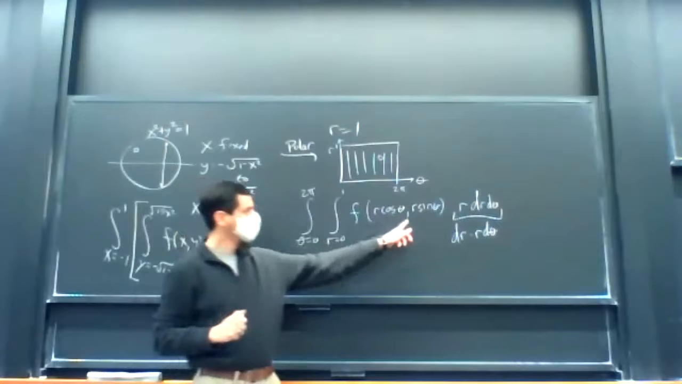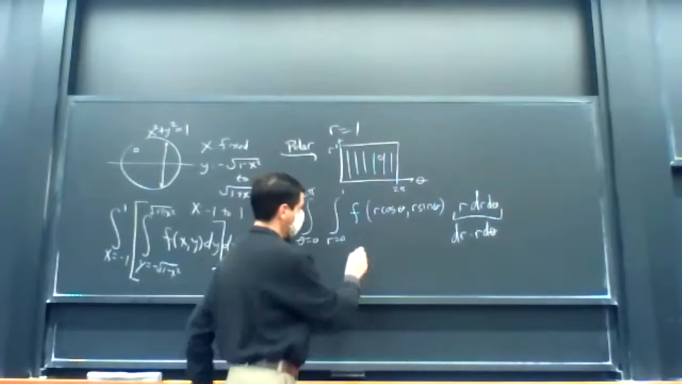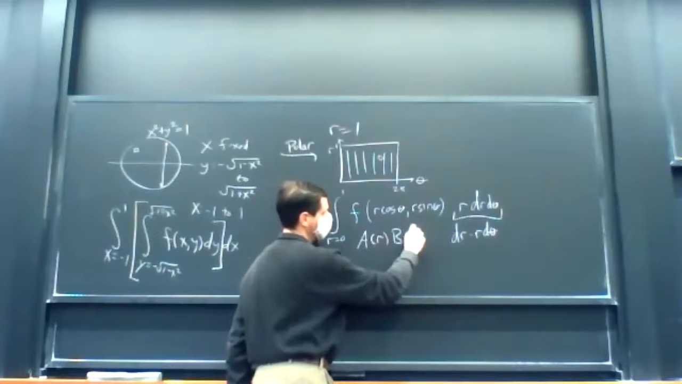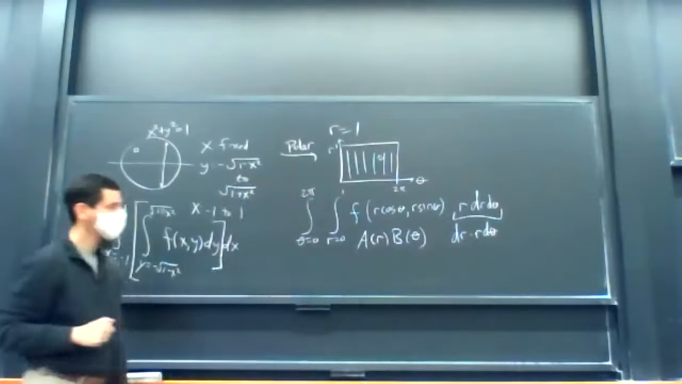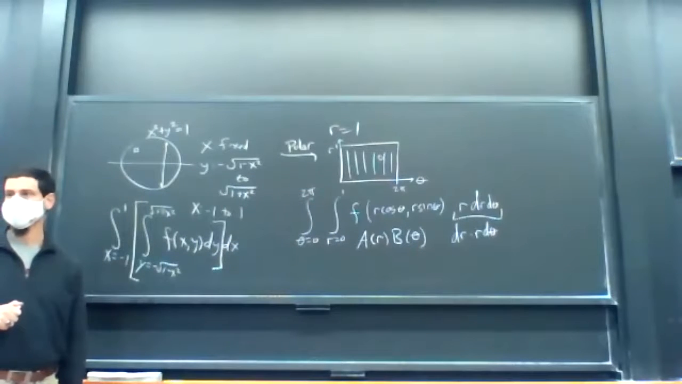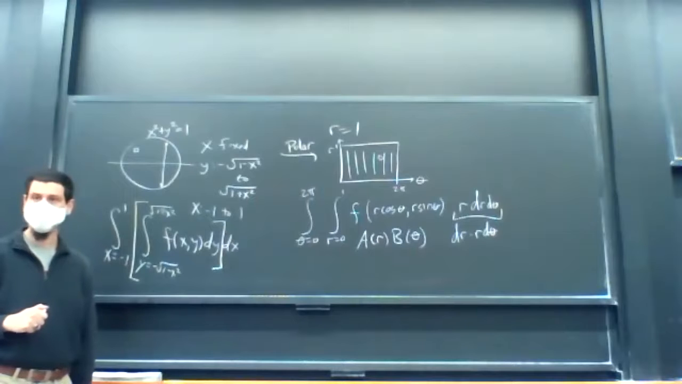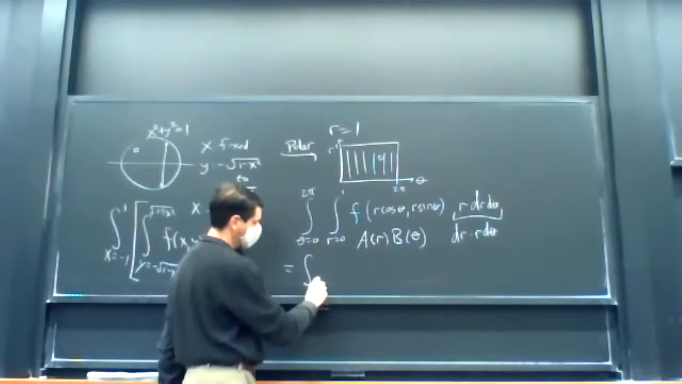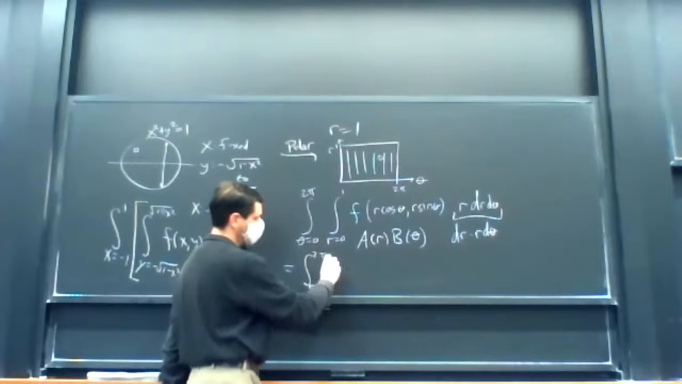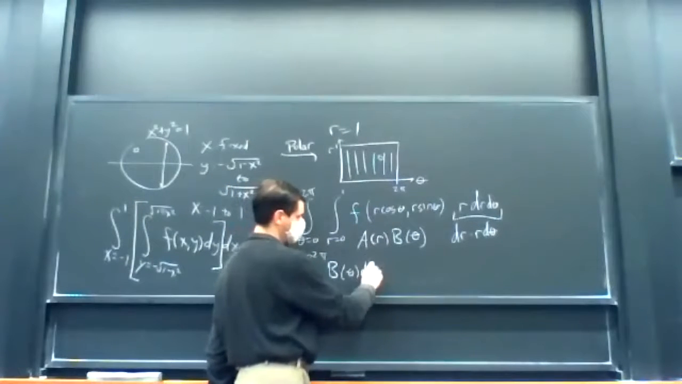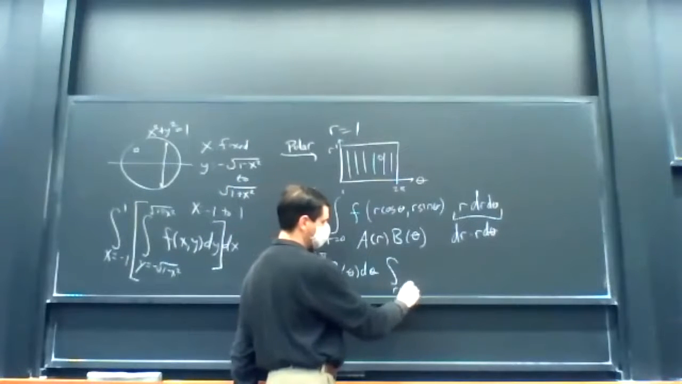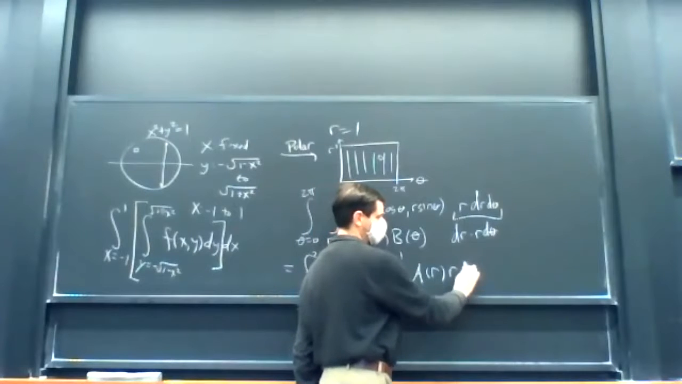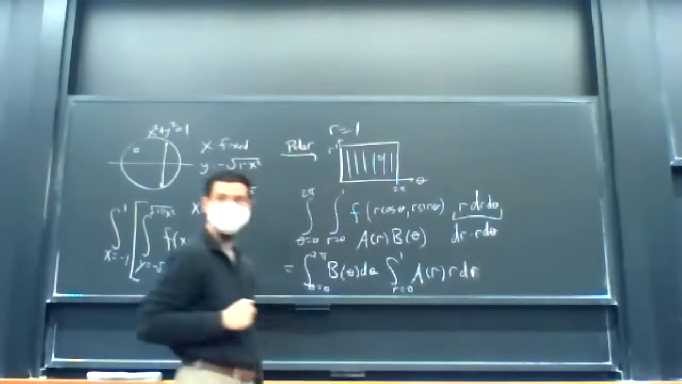What's nice now is if this function splits into, say, some function of r and some function of theta. Let's assume that happens. It's not always going to, but it often will. If that's the case, then this is the same as I can integrate theta goes from 0 to 2 pi b of theta d theta, integral r goes from 0 to 1, a of r dr.